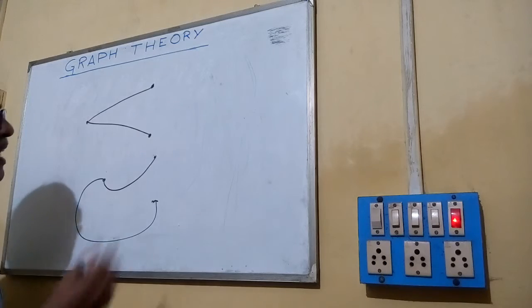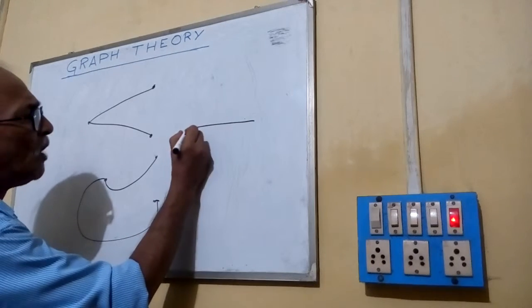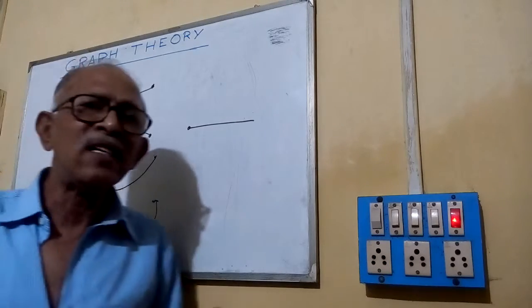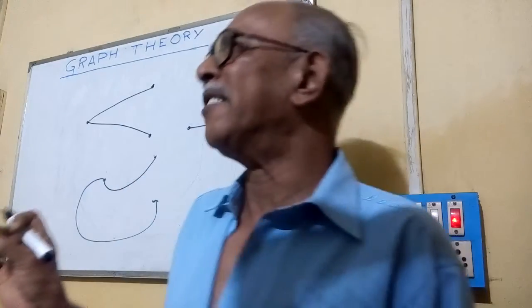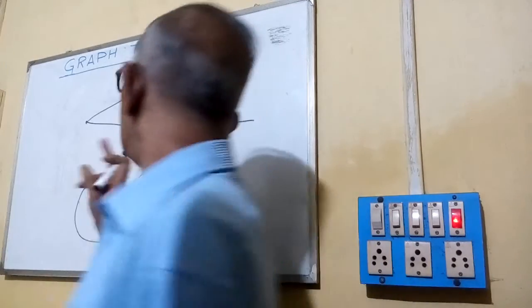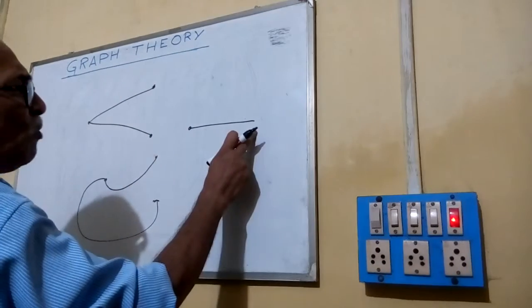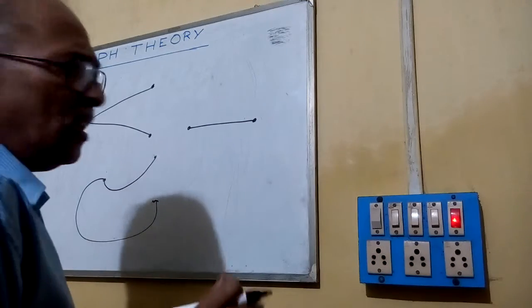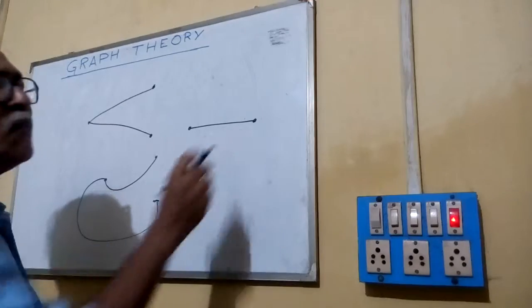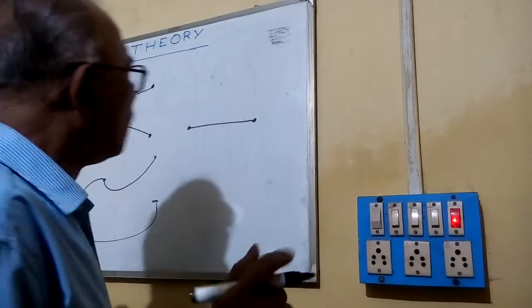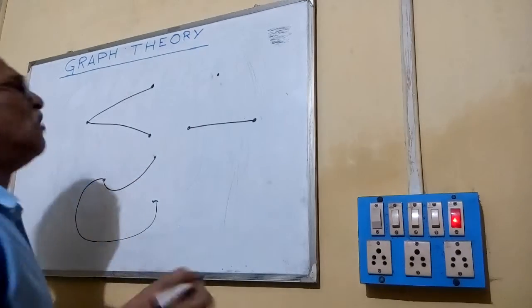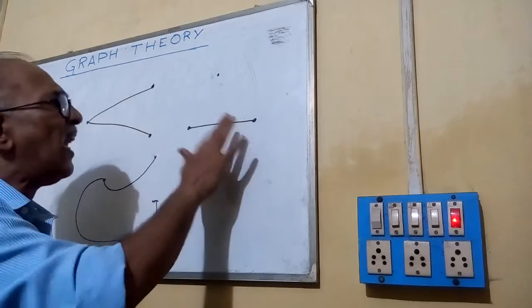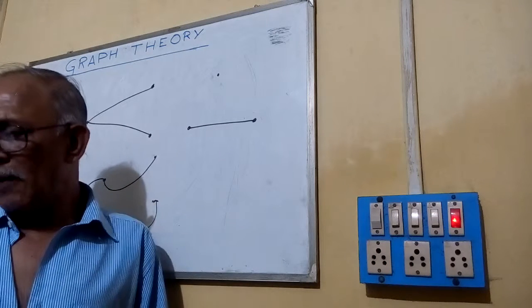Remember, there cannot be any edge with only one vertex. What is an edge? An edge is that which joins two vertices. So with a single vertex, there cannot be any edge. If an edge is there, there should be another vertex, because an edge is defined as the join of two vertices. But a vertex can be isolated. So in this way, a set of vertices and edges is known as a graph.